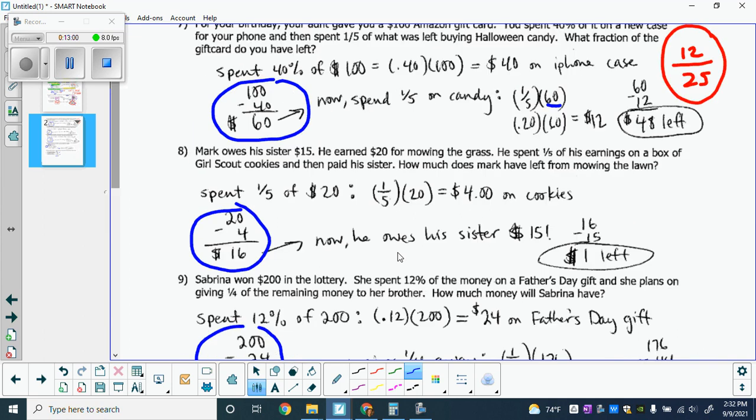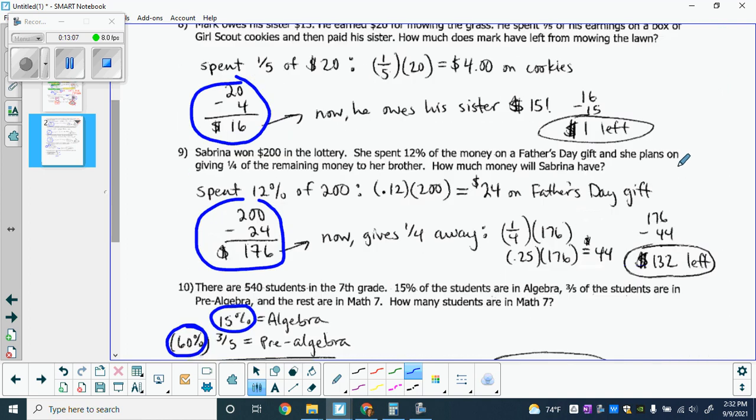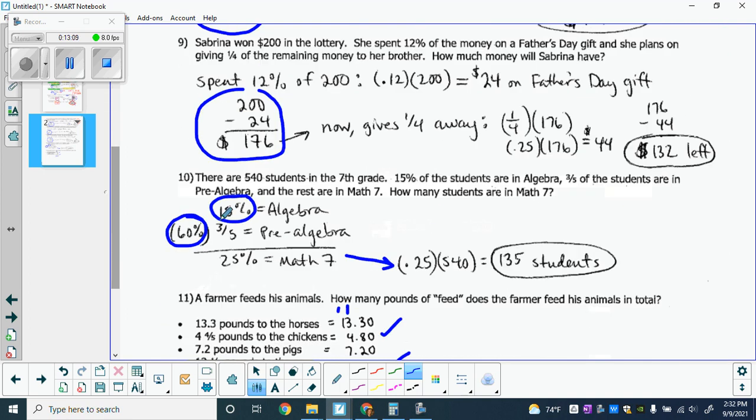So on this page, we went through a handful of problems where once you find the first calculation, you actually got to subtract it away and then keep going. And sometimes, just like on page 7, you just need to convert everything to percentages and add them up. And you can see then, like here again, 15% was in algebra plus the 60% pre-algebra. That's where I got 75% already in a class. So then the leftover 25% were in Math 7. And again, I just did 0.25 times 540 to figure out how many kids that is, and that's 135.